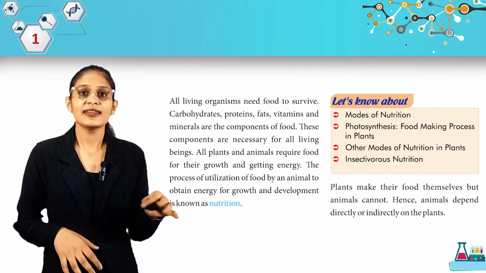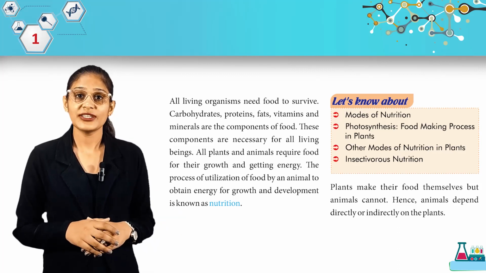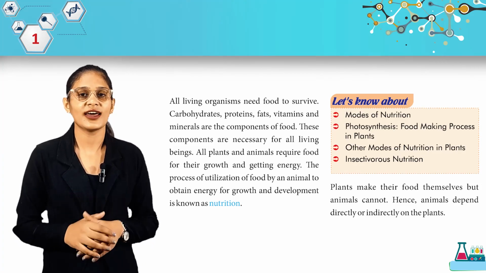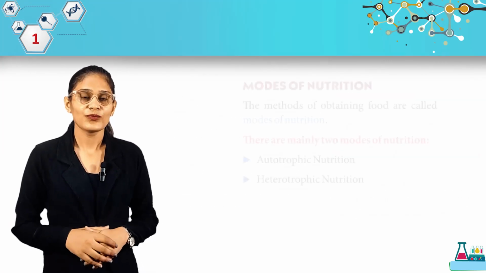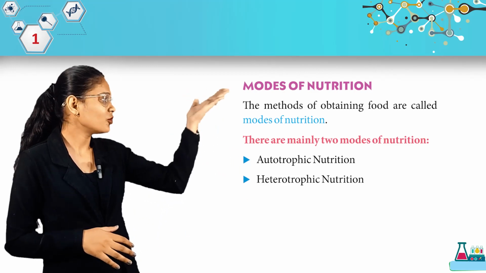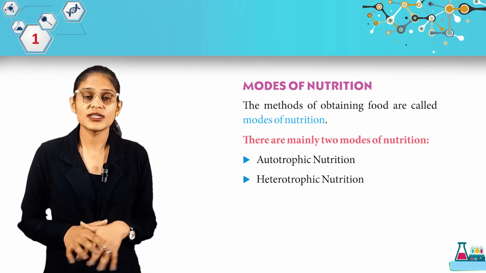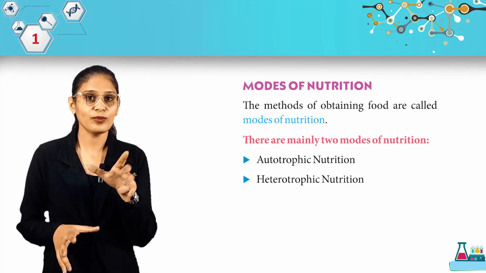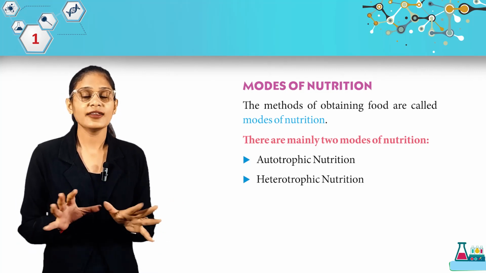Okay students, plants make their food themselves, but animals cannot. Hence, animals depend directly or indirectly on the plants. Now, we are going to discuss modes of nutrition. So students, here we are going to discuss about the modes of nutrition in plants. Okay students, I think you get it.